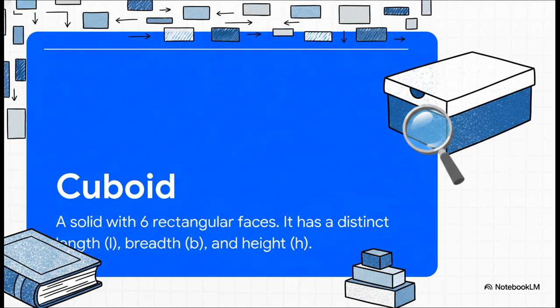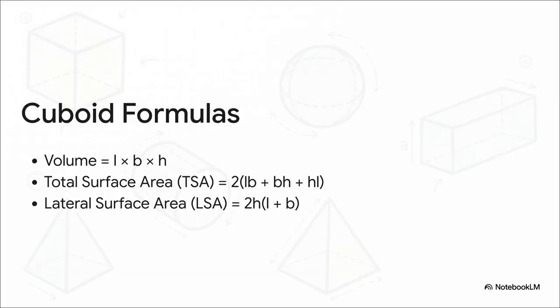Well, while a cube has to have all equal sides, a cuboid is a solid with 6 rectangular faces. This means it can have a distinct length, breadth, and height. They don't all have to be the same. Naturally, the formulas are a little different too. For volume, it's super simple. Just length times breadth times height.